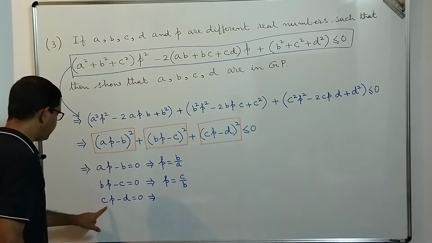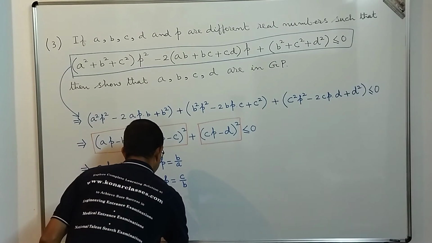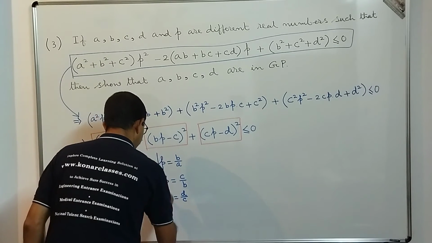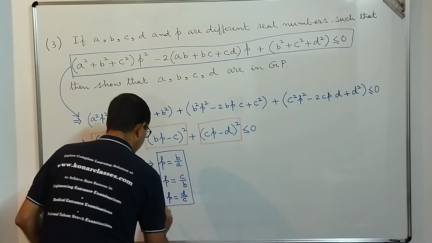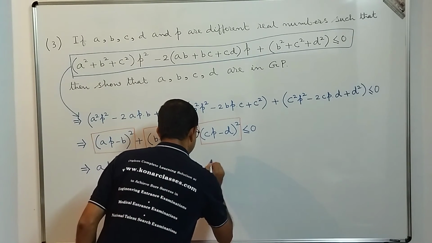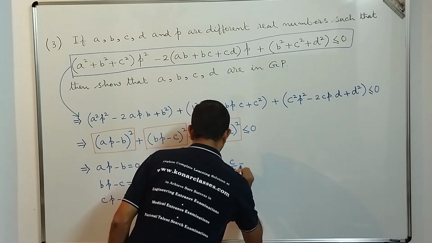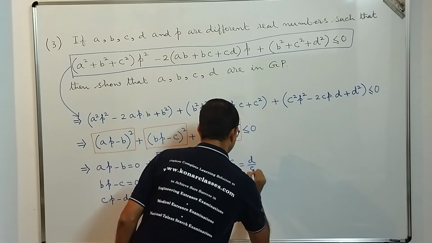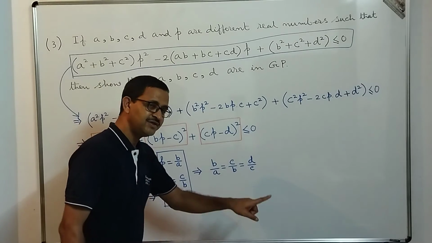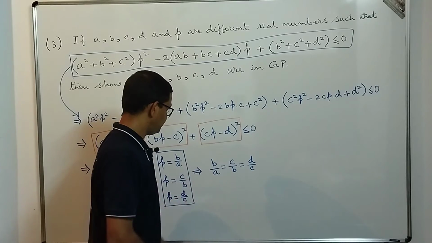Now CP minus D is equal to 0. This implies P is equal to D by C. Now if we see, dear students, these three are all equal to P. So what can we write? This implies that B by A is equal to C by B is equal to D by C. What does it mean? It means that A, B, C, D are in GP because the ratio of the consecutive terms is constant. Correct or not?